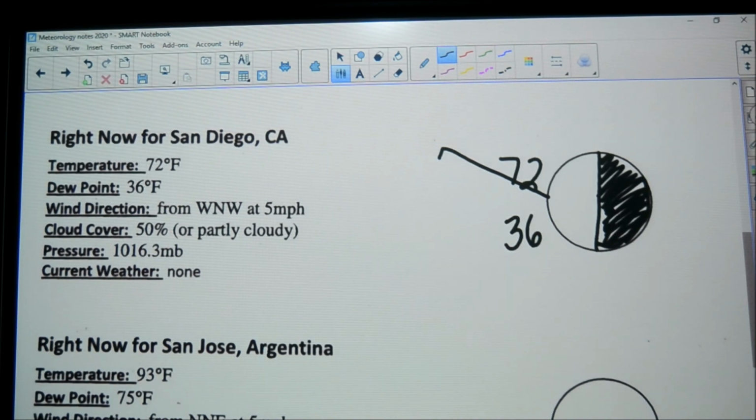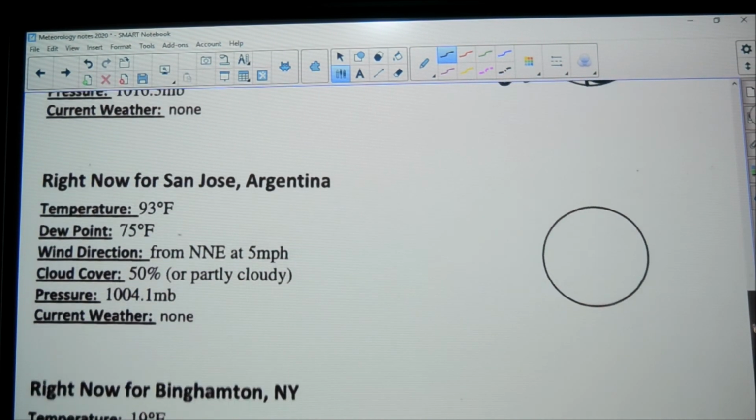My pressure is 1,016.3 millibars. Drop the millibars, drop the decimal, and write the last 3 digits. Becomes 163. And I have no current weather. So there's my station model for San Diego, California.